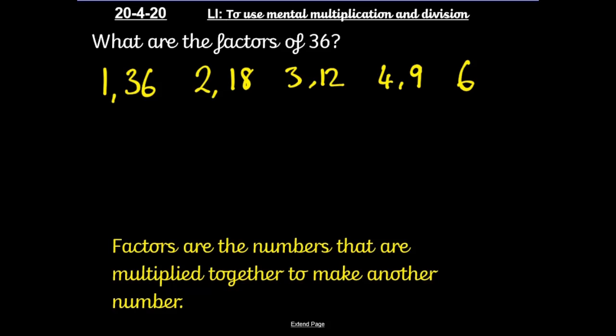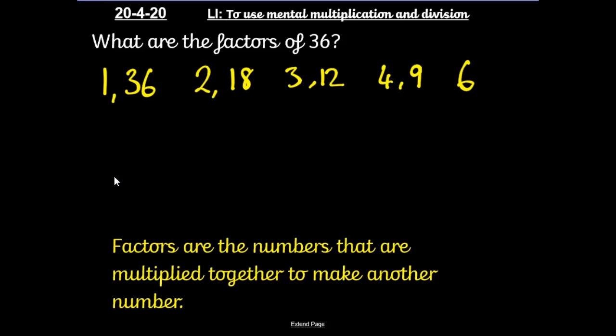7, no. 8, nope. 9, well, yes, we've already got it here. Okay, 10, nope. 11, nope. 12, yes. Again, 13, no. 14, no. 15, no. 16, no. 17, no. And 18, yes. But we've already got 18. Now, I don't need to go any further than that because, of course, it's sort of the 2 times table there. It's not going to be any less and different than this number here. Okay, so the factors of 36 are 1, 36, 2, 18, 3, 12, 4, 9, and 6.